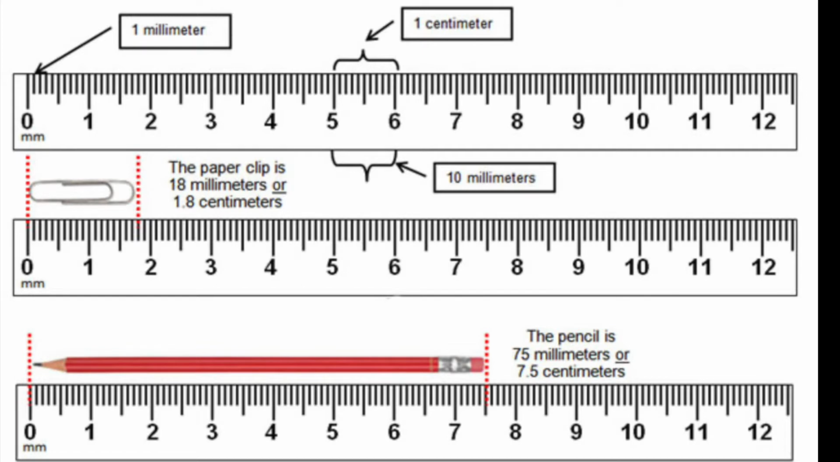So if you can at home, get a ruler and start measuring some objects around your house in centimetres and millimetres so you can get an idea of the size. If you can't do that, have a look at this image. A paper clip is 18 millimetres or 1 centimetre and 8 millimetres long, and a pencil is roughly 7.5 centimetres, which is the same as 75 millimetres.